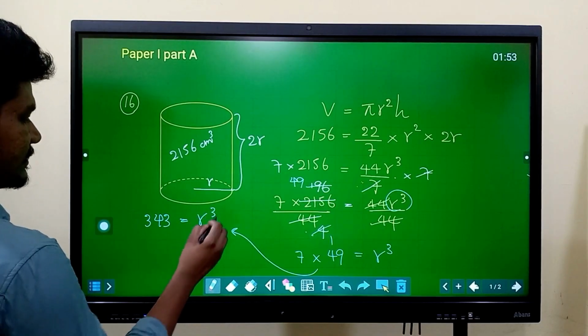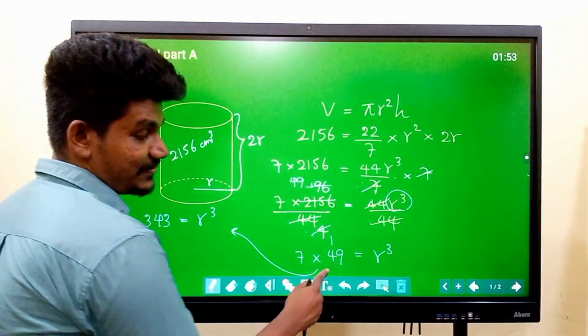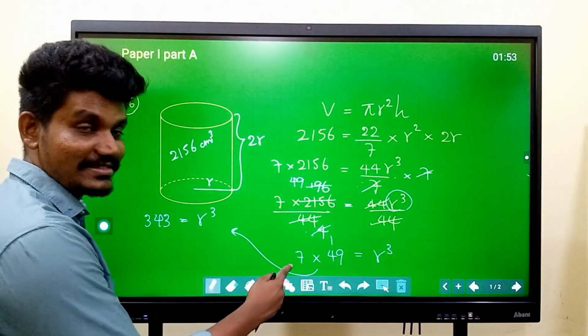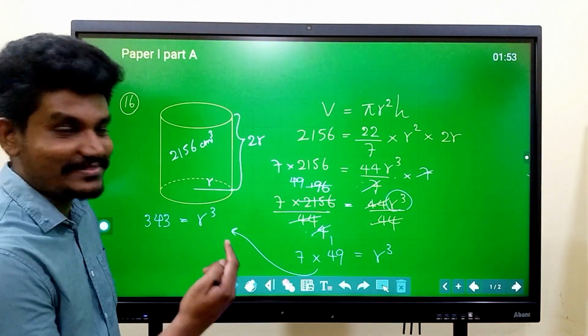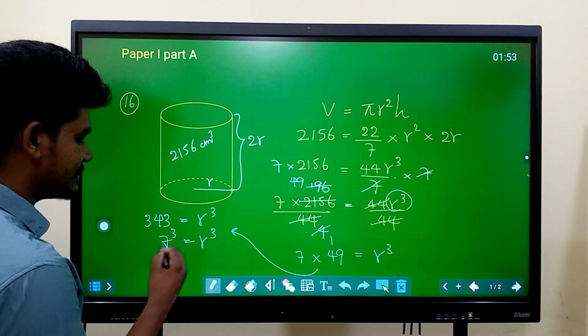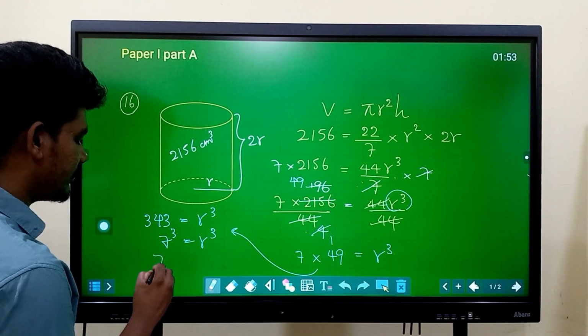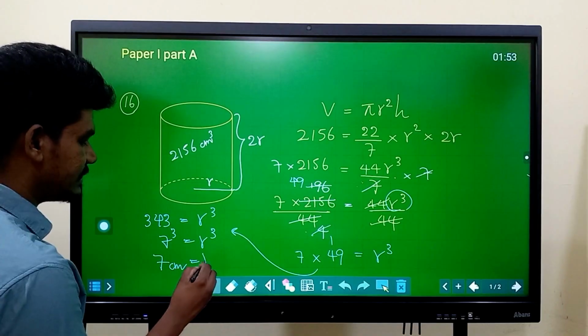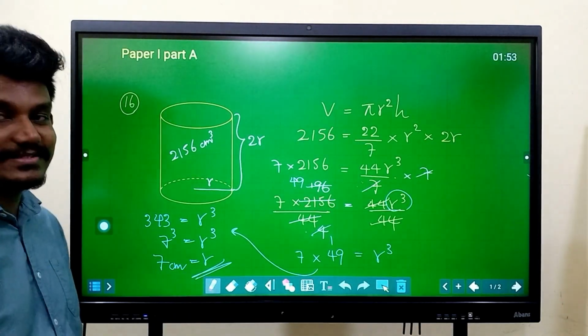Equals R to the power 3. Then you know that 49 is 7 squared and we have another 7 in front. It will be 7 to the power 3, right? We can write this value as 7 to the power 3, R cubed. Then 7 cubed equals that. Therefore, the radius is 7 centimeters. Right? Radius is 7 centimeters.